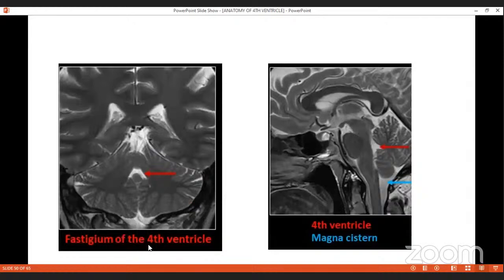The vestigium is basically the region that we have already studied. The superior slope of the roof communicates or contacts the inferior slope of the roof at the region called the vestigium. So this would be the superior slope. This is the inferior slope. So these communicate at the region called the vestigium. This is the cavity of the fourth ventricle. And here, this is the cisterna magna.